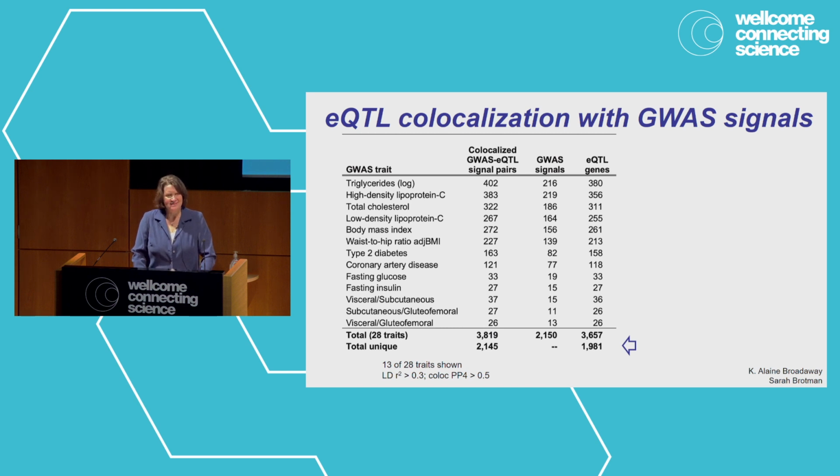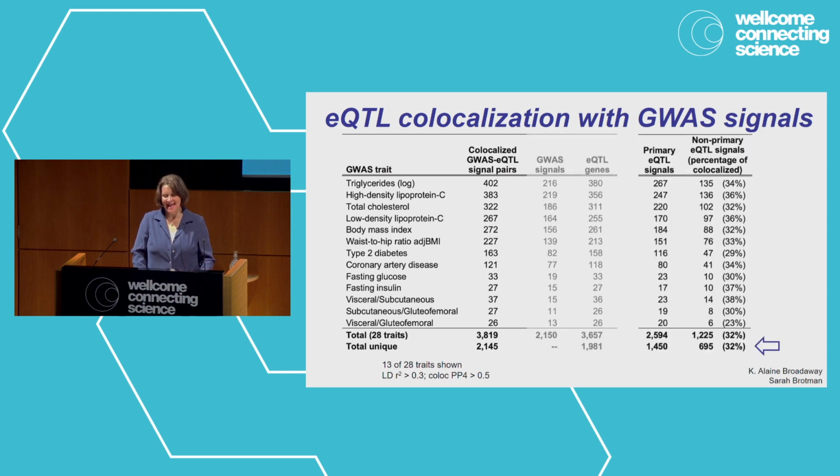When we count through and say, well, how many of these did we identify by just looking at the primary signals, the ones that are easier to identify in the first place, and how many come from the secondary signals, you can see that for about a third of the signals, the colocalization is identified with a secondary or a later eQTL signal. So by doing that separation of the signals, we identified effectively 50% more colocalizations than we would have observed otherwise. Okay, so lots of genes, lots of colocalizations.